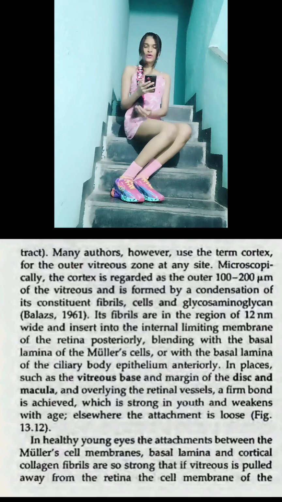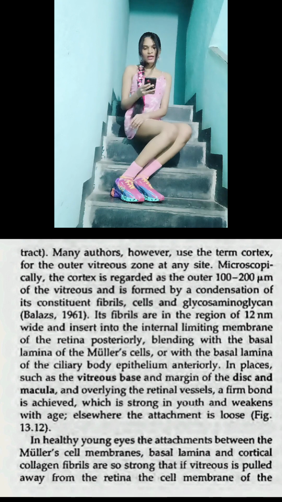Many authors, however, use the term cortex for the outer vitreous zone at any site. Microscopically, the cortex is regarded as the outer 100 to 200 micrometer of the vitreous and is formed by a condensation of its constituent fibrils, cells and glycosaminoglycan.